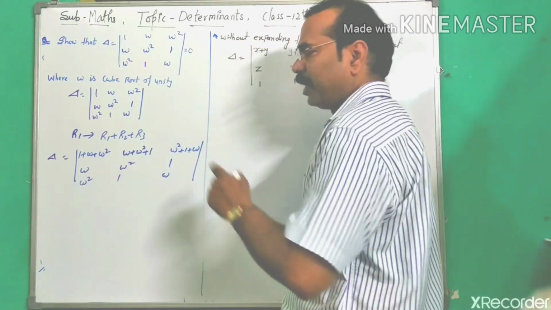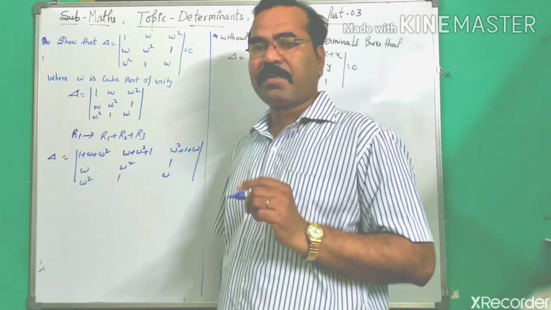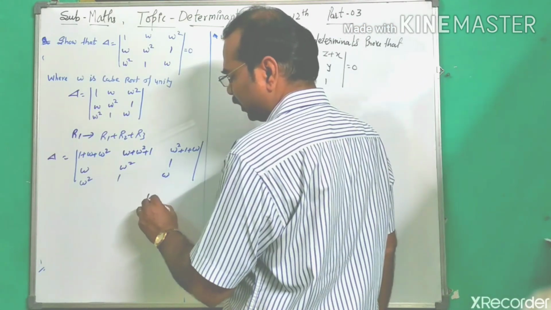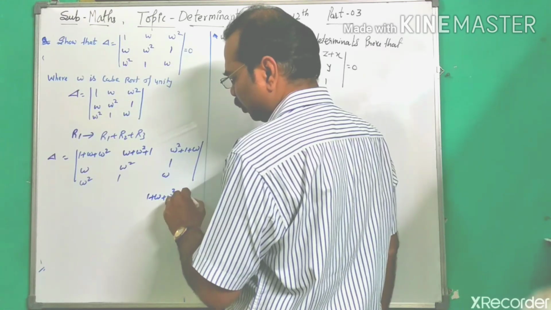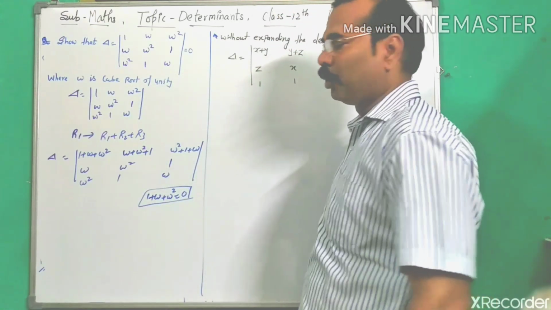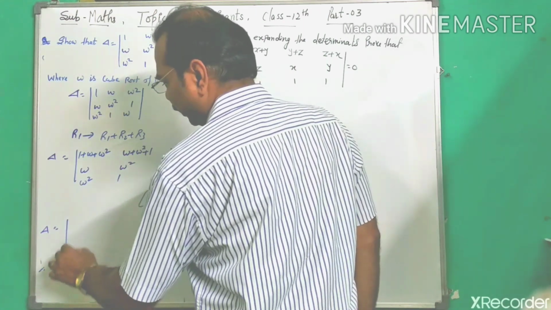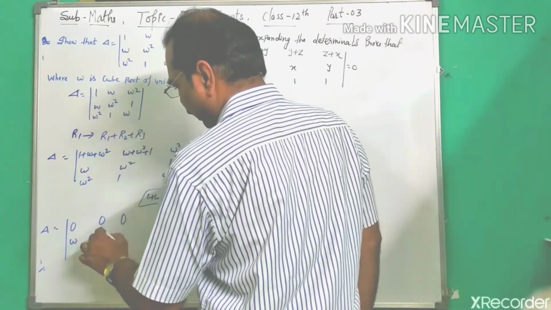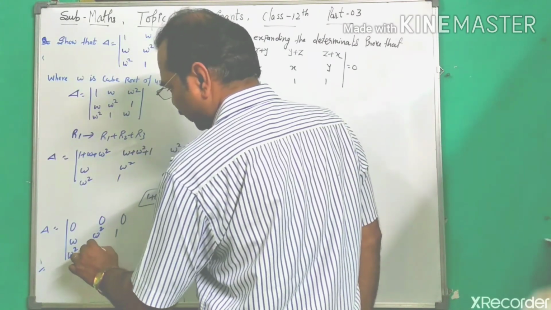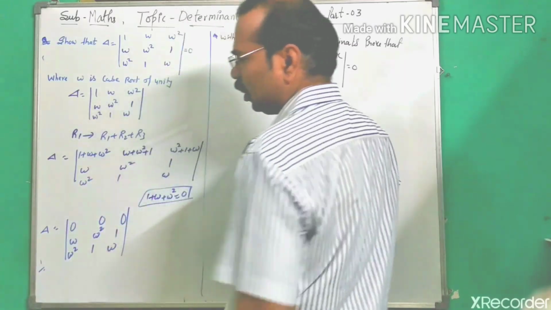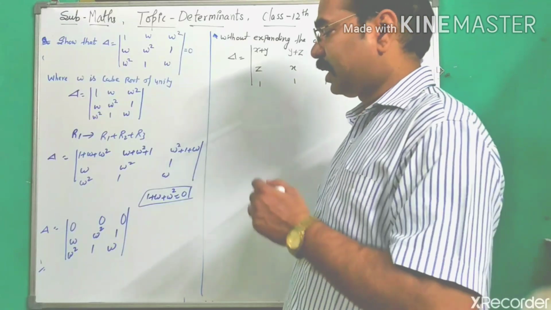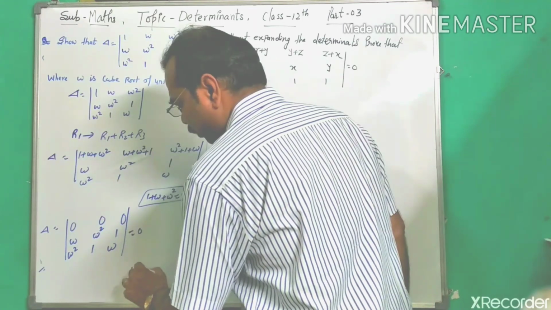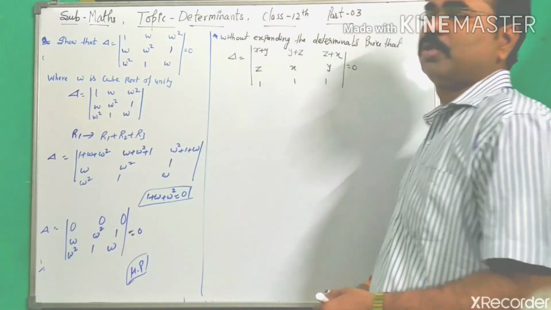Okay students, we are doing this operation in R1, so R1 is R1 plus R2 plus R3. Now you have to know from class 11 that 1 plus omega plus omega square, the sum of the cube roots of unity, comes to 0. So we apply that value: 0 0 0 in the first row, then omega square 1 omega square, 1 and omega. Here the first row has all values 0, so the determinant value comes to 0. Hence proved.